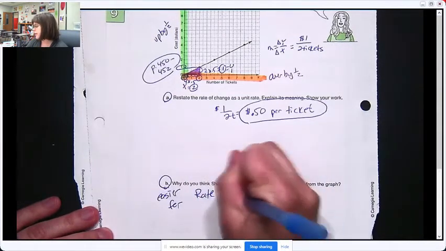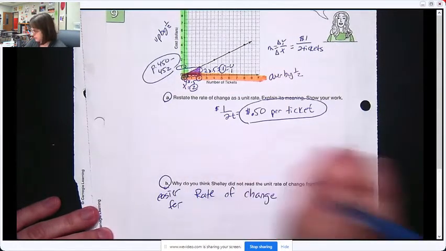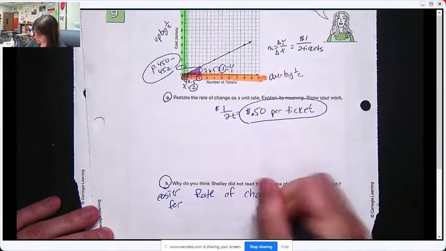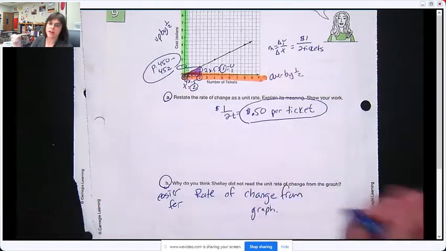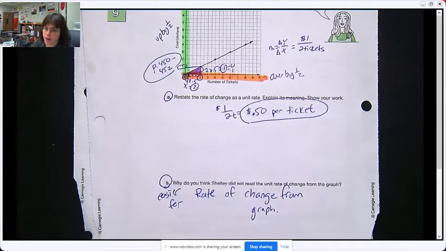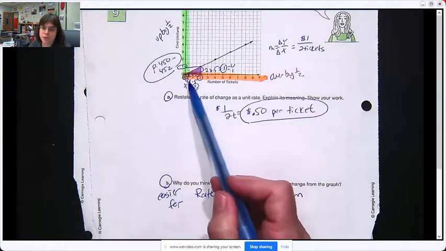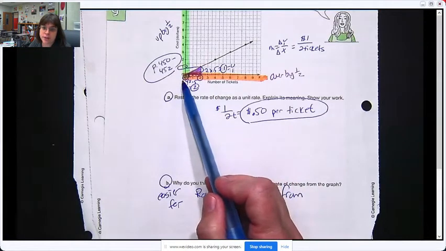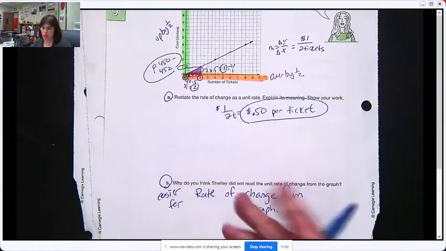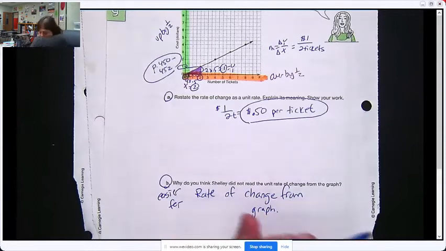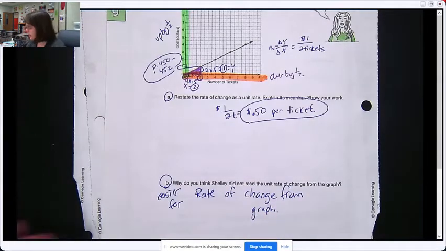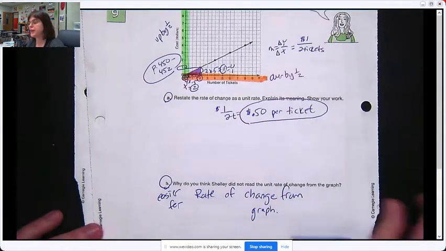It's easier to find the rate of change from the graph than it is to actually try to simplify it all the way down. So that's why I always say find your change in y, it's on top. Find your change in x by subtracting the values and dividing. And then write it as a fraction and simplify it down.